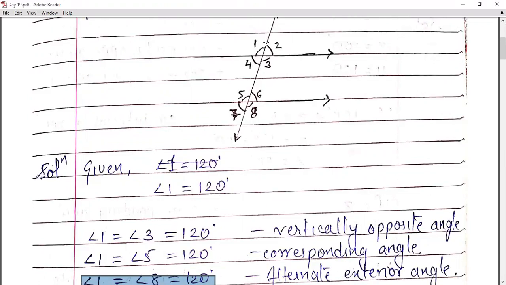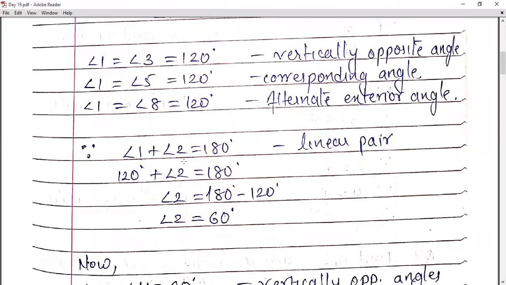Next, to find angle 2, you can see angle 1 and angle 2, they both are forming a linear pair or a straight angle. That means the sum of these two angles will be 180 degrees. So I have written it as angle 1 plus angle 2 is equal to 180 degrees. Substituting the value of angle 1 as 120 degrees, I will get angle 2 as 60 degrees.